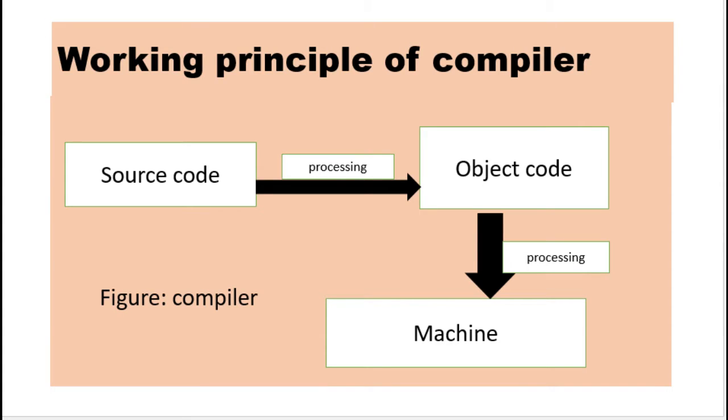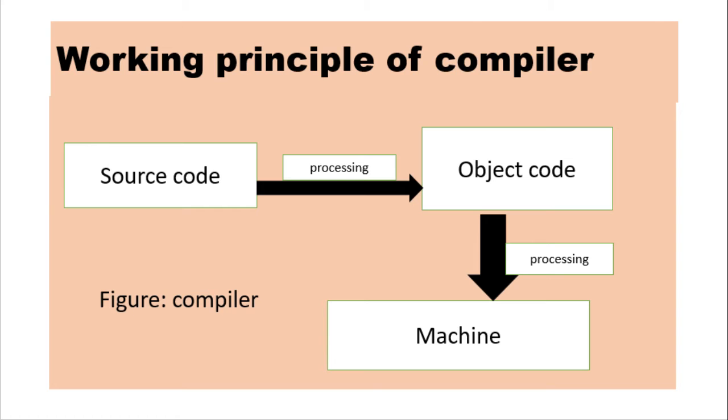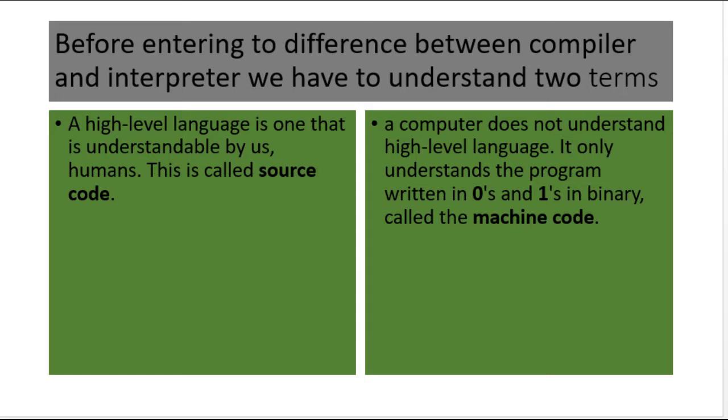Working principle of compiler: source code processing, object code processing, figure. Working principle of interpreter: source code processing, intermediate code processing, figure. Before getting into the difference between compiler and interpreter, we have to understand two terms.